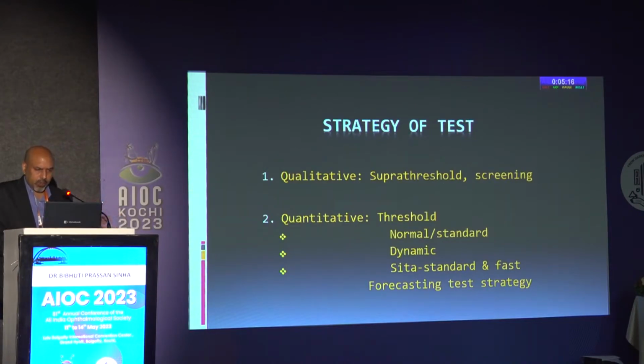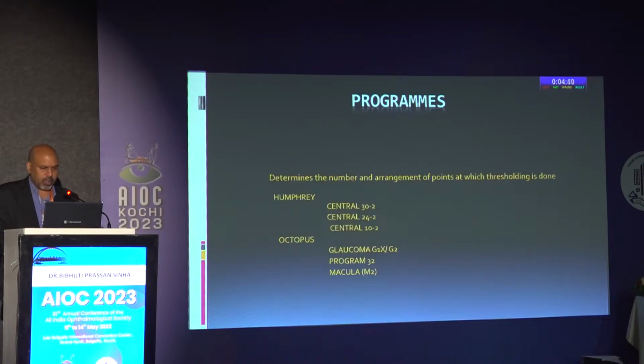There are various ways, qualitative and quantitative. Qualitative means suprathreshold testing. That means you are presenting to the patient an age-matched control value which is more than the threshold value of that age match, and it is usually used for neurological fields, and it's a kind of screening test. Whereas in the quantitative, we actually identify the threshold value at different foci.